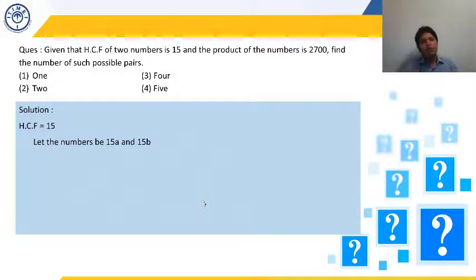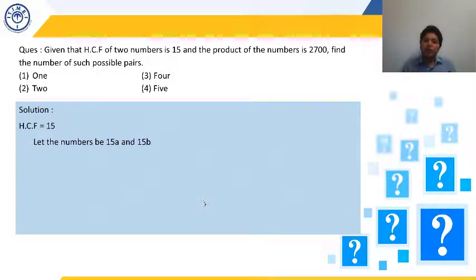That means both the numbers have to be multiples of 15. So one of the numbers should be 15 into A and the other number should be 15 into B. One more thing we need to keep in mind in this case is that A and B have to be co-prime. Why co-prime? Because whatever is common between these two numbers, we have already taken it. So what is common between these two numbers? That is the HCF, highest common factor, which was 15. So 15 was common between both of them. We have already taken the numbers to be 15 into something and 15 into something.